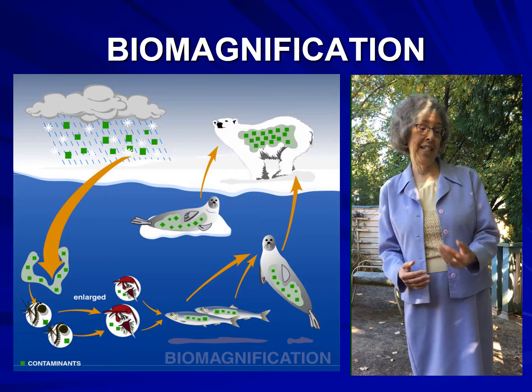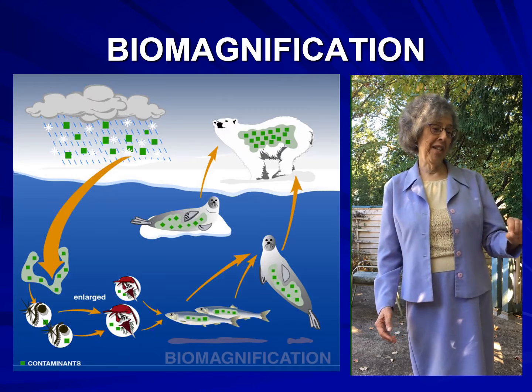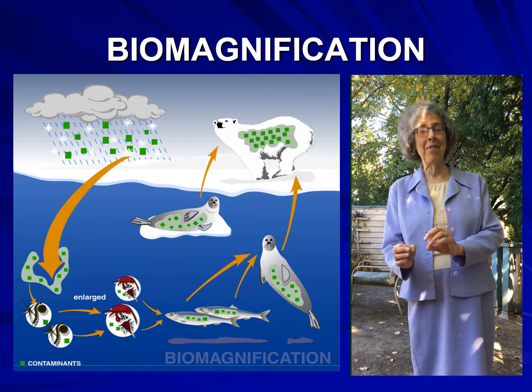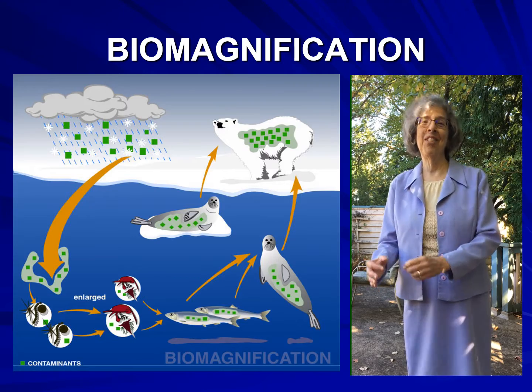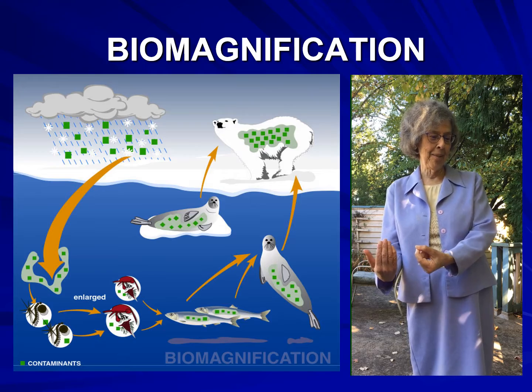Finfish, such as salmon, trout, halibut, eat the shellfish. You see there are more green squares in the body of the finfish, meaning that the concentration of the EDC is higher in their bodies.